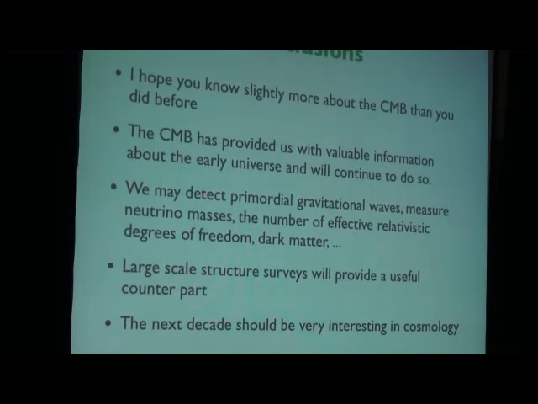So the CMB, as we saw, is a fairly simple system. It's GR coupled to some matter in the linear regime. As a consequence, it's easy to understand theoretically, and it has provided us with a lot of information about the early universe, and it will continue to do so. We might detect primordial gravitational waves with it. We can measure the mass of the neutrinos, the number of relativistic degrees of freedom, dark matter. Through the lensing, we can put some constraints on dark energy models. And there will be large-scale structure surveys, big new surveys going online. So the next decade should be very interesting in cosmology. So I'll just end it with that.